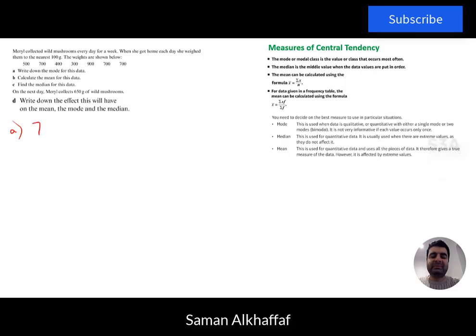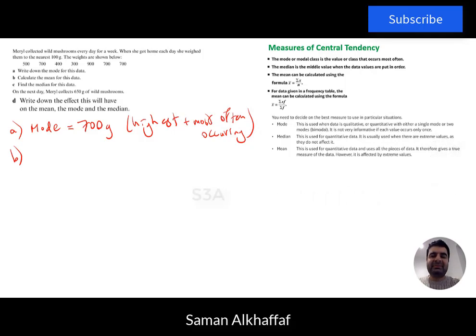So we say mode equals 700, so in this case it is gram. So we say highest, and it is the most often occurring. So as per the mode, it is the most often occurring, and this is our answer for part A. For part B, we need to calculate the mean for this.